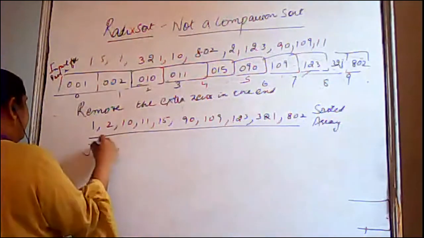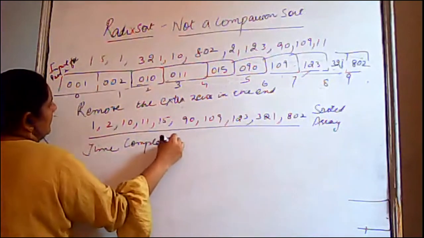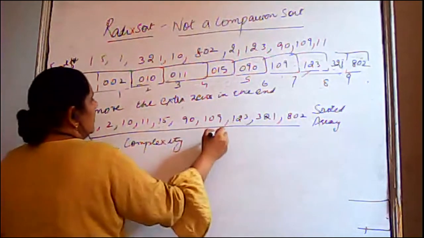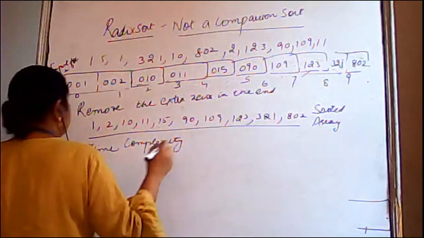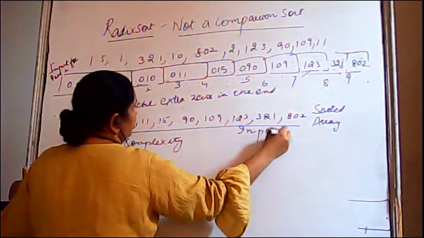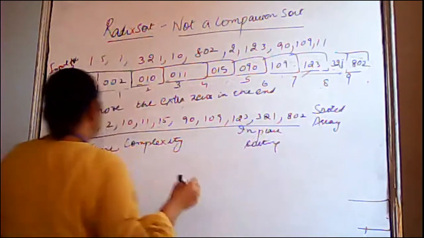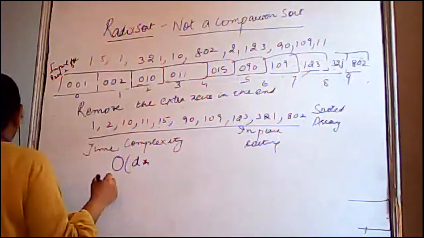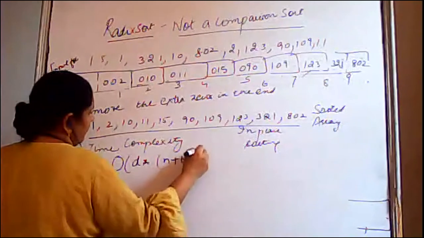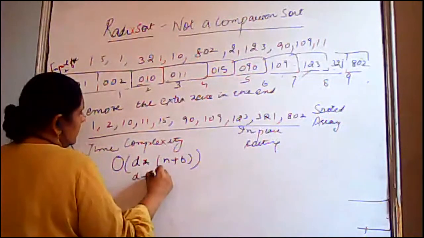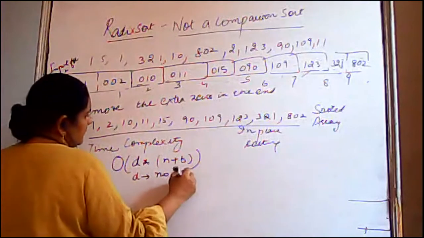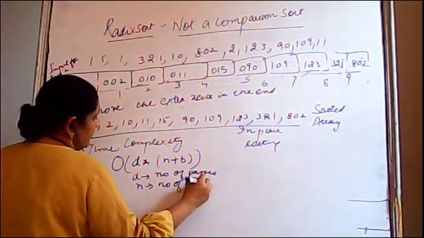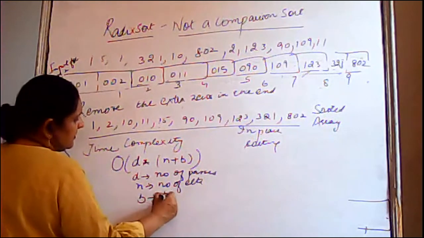Time complexity would be, since this is an in-place sorting, no new space is required. So this is your in-place sorting algorithm, because we have not taken any extra space. So it is O of D into N plus B. D is the number of passes, N is the number of elements, and B is the base.